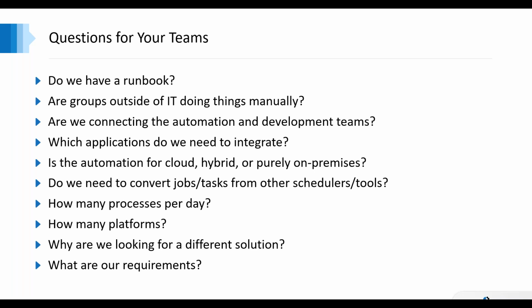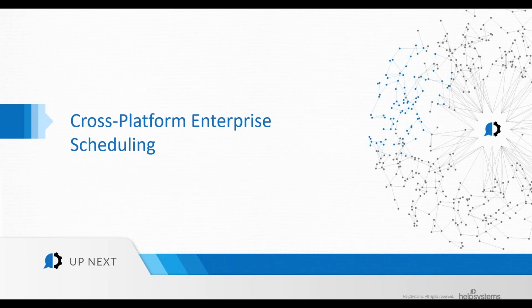And then what platform, we talked about that earlier. And then if you're looking for different solutions, what are they? And what are your requirements? I can give you a list of what I think you should have in an enterprise scheduler or a robotic process automation tool, but what are your requirements and what are you looking for? All right, let's take it over to you, Kevin, to talk about cross-platform enterprise scheduling.